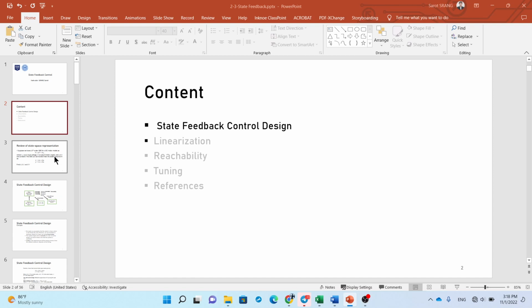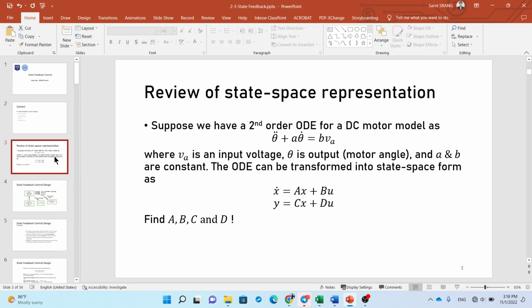So before I introduce the concept of state feedback control, let's review the state space representation that you can model from ordinary differential equations. For example, here, suppose you are given a second order ordinary differential equation of a DC motor, as you can see here.